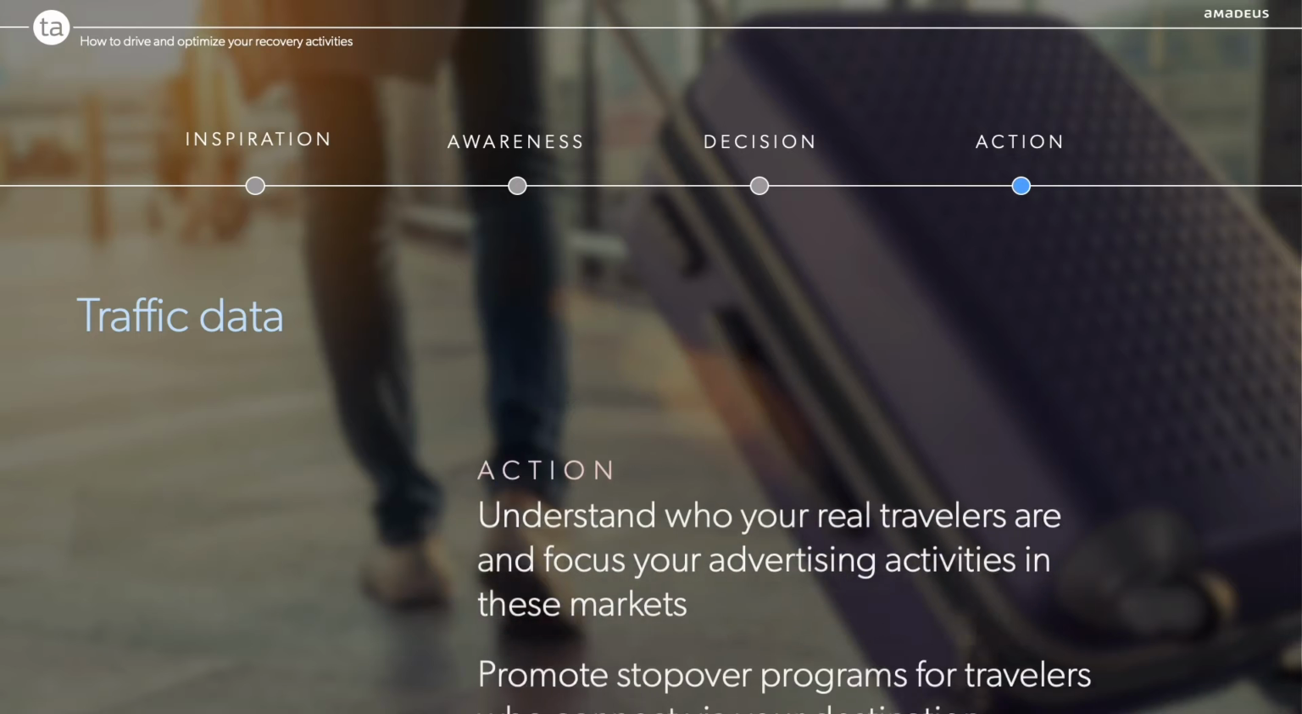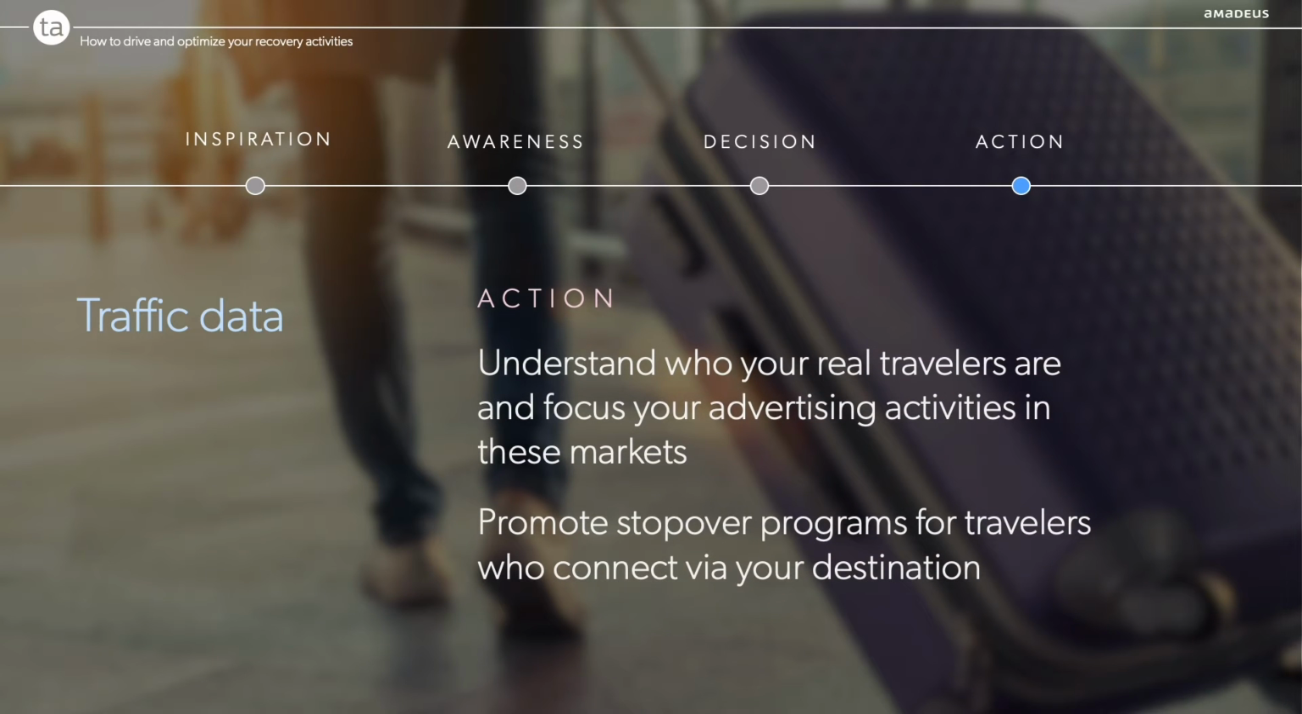So what are the insights and actions that you can take from this data source? You can understand who your real travelers are and focus your advertising activities on these markets. You can also promote stopover programs for those travelers who connect in your destination. Now let's get to the core of today's episode and see how we can combine these different data sets in order to optimize and boost your recovery strategies.